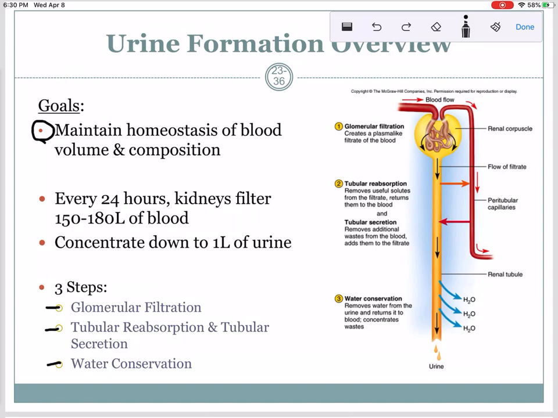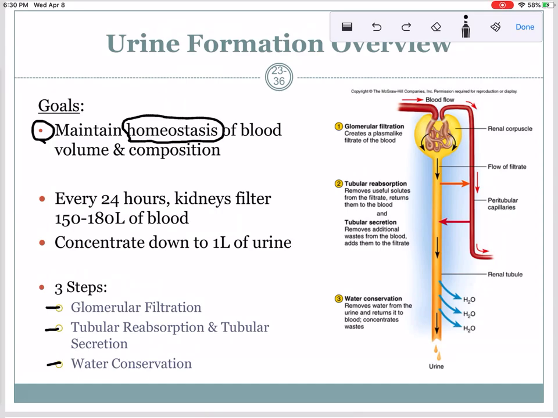Because the kidneys are able to secrete more or less of substances and fluid in the urine, this process is huge in homeostasis. So the kidneys have the ability to excrete more or less fluid through urine. And in that way, it can maintain homeostasis of blood volume.